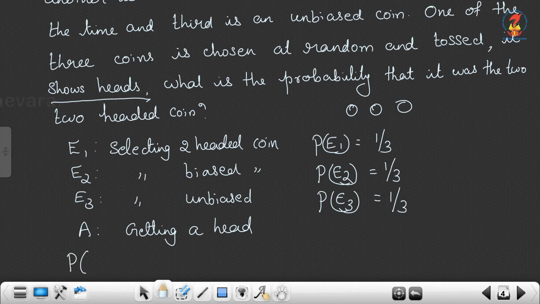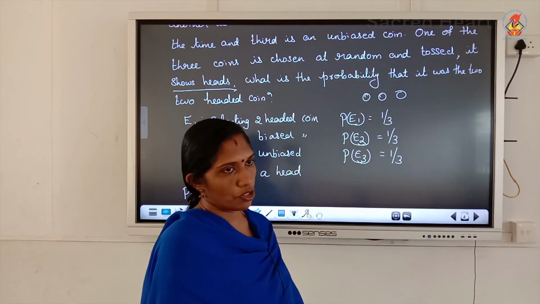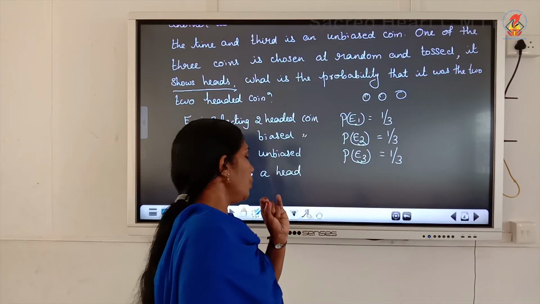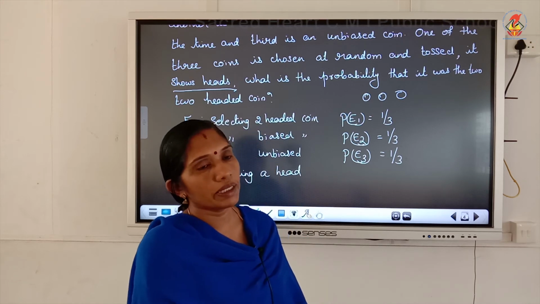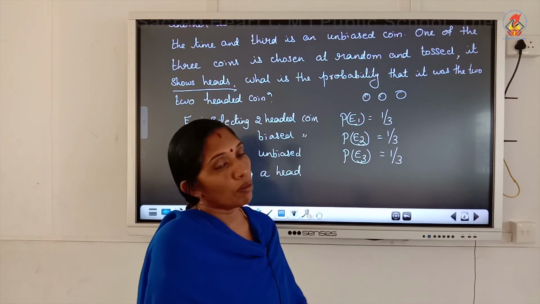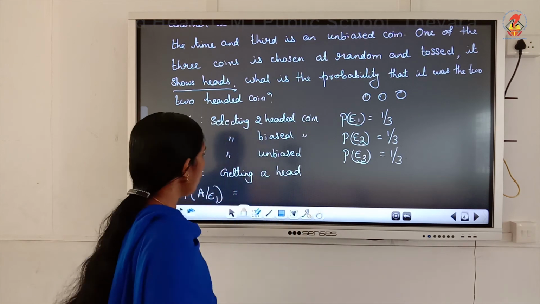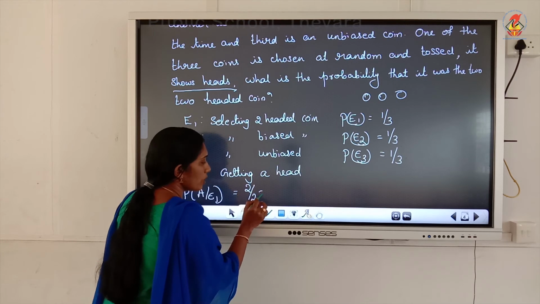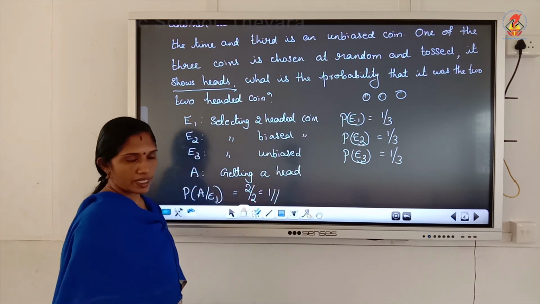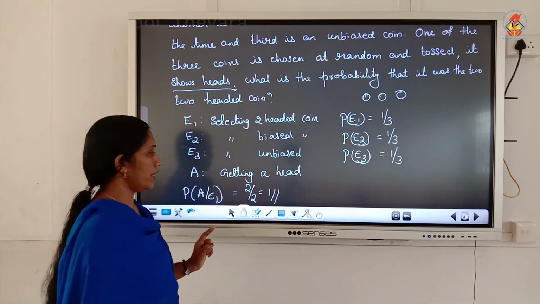Now we have to write A given E1, A given E2, A given E3. What is A given E1? E1 means it is a two-headed coin. So you selected two-headed coin, then toss it. Then what is the probability that getting a head? Both side head. So probability of getting head means 2 out of 2, that's equal to 1. Since it is a two-headed coin.